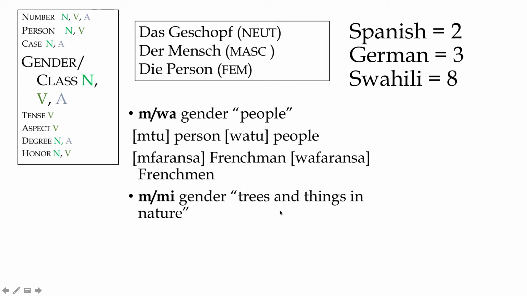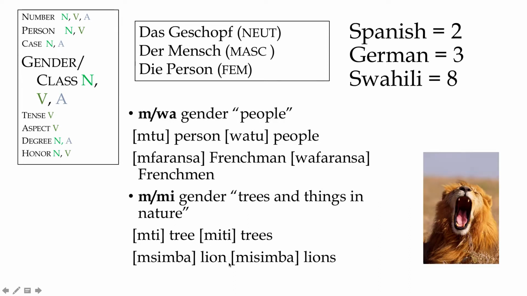There's another gender, which is the mi gender. This is a gender for all trees and all things in nature. So mti would be tree, miti is trees, msimba would be lion, and misimba would be lions. Now, if I were to say wasimba instead, it would make it funny. I would think that these lions are actually people. I think of them as lion people. Maybe it's something like the Lion King, I guess, where you can see where the word Simba comes from, the name for the main character in the Lion King.